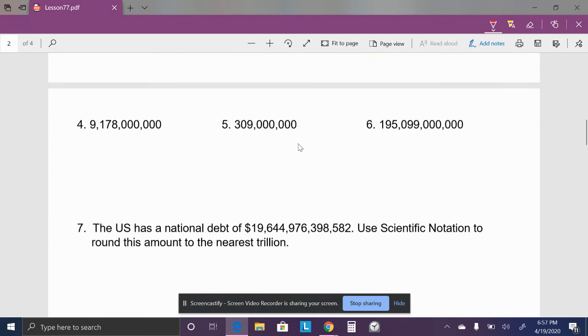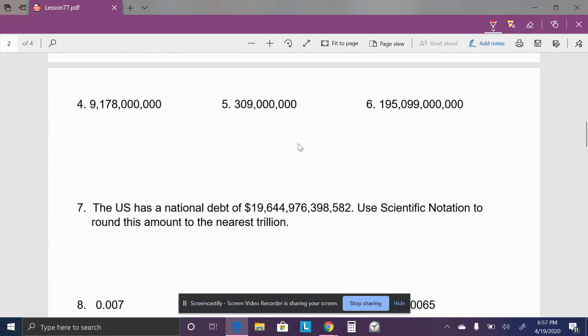All right, let's look at number 5. You're reading this from left to right. My caret goes after the 3, the first non-zero digit, right? So I go, now this one has commas. I'm just going to use those. It hops 3, 6, 7, 8 spots. So it's 3.09 times 10 to the 8th. So again, like I said before, when we have a positive exponent, it's going to be a really big number.